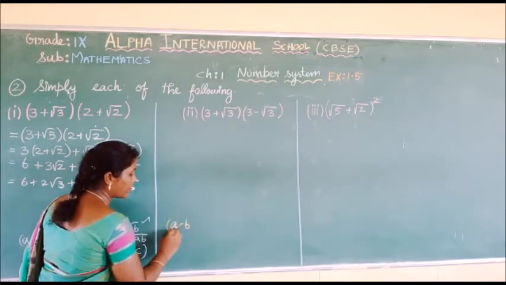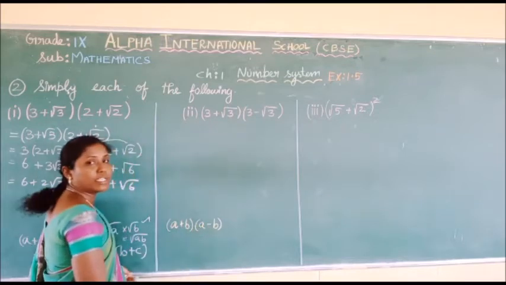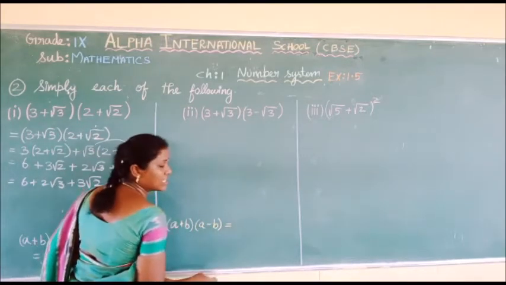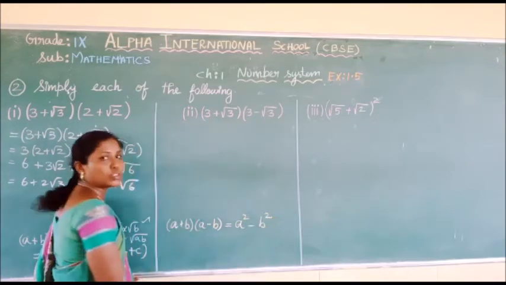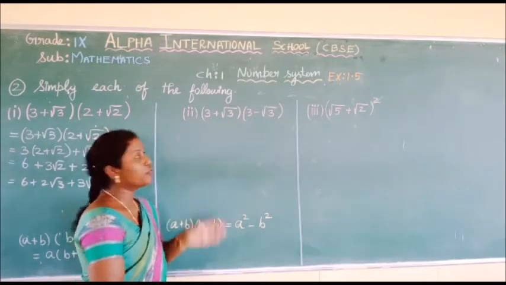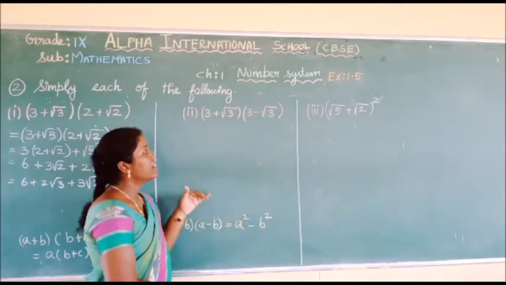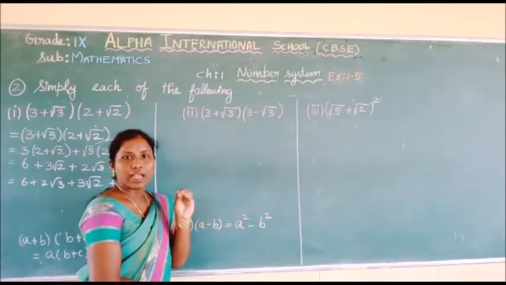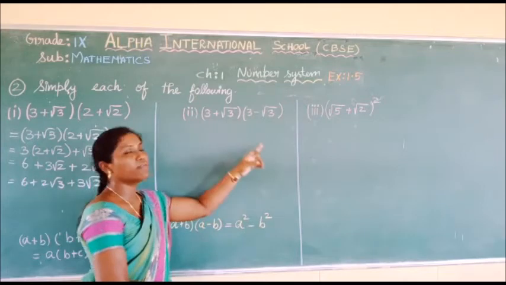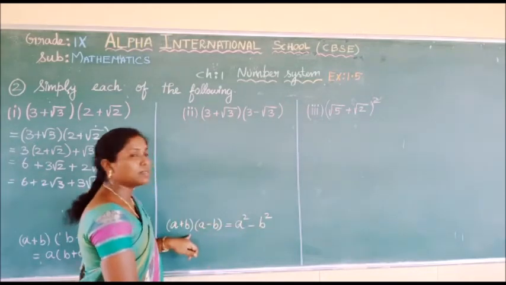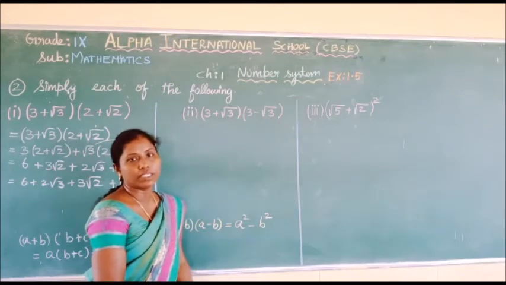A plus b into a minus b is equal to what? What is the identity? A square minus b square. In the first subdivision we can't use the identity, we just multiplied and got the answer. Here, by seeing the question, we got an idea. We can use the algebraic identity directly because the given question is in the form of a plus b into a minus b, which is equal to a square minus b square.